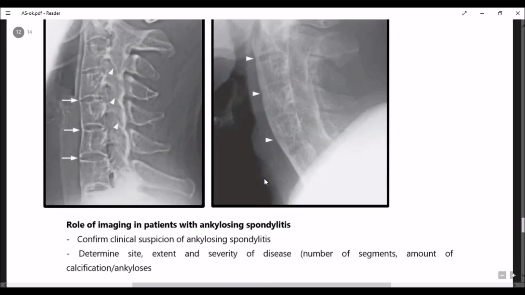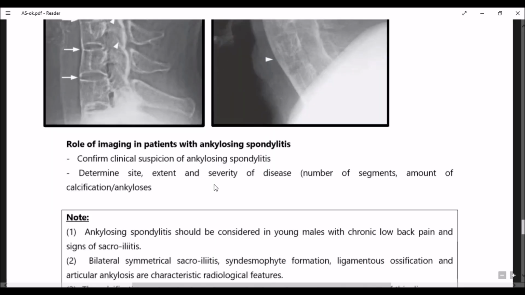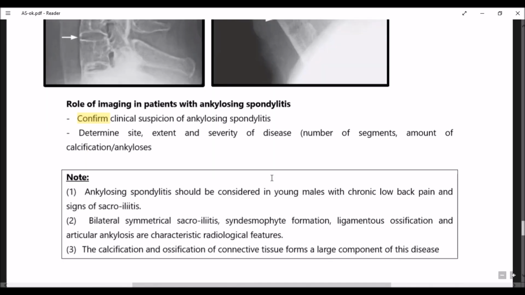Two more photos are given here, showing the ankylosing and also the arrowheads, the ankylosis of the facet joints, and you see how ankylosis has already happened. So the role of imaging in patients with ankylosing spondylitis is that it confirms, this is important, the clinical suspicion. The SI joints, which are the most important joints involved in ankylosing spondylitis, determine the sign, extent, and severity of the disease as well.